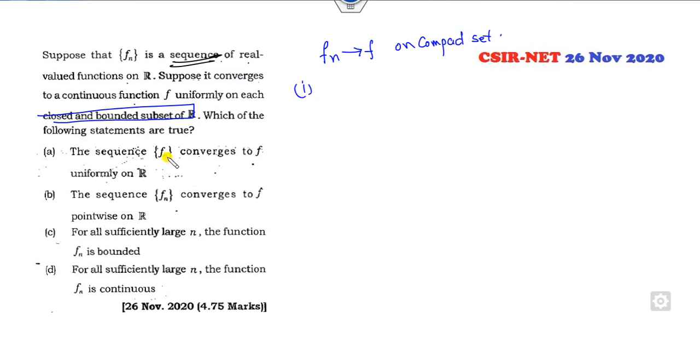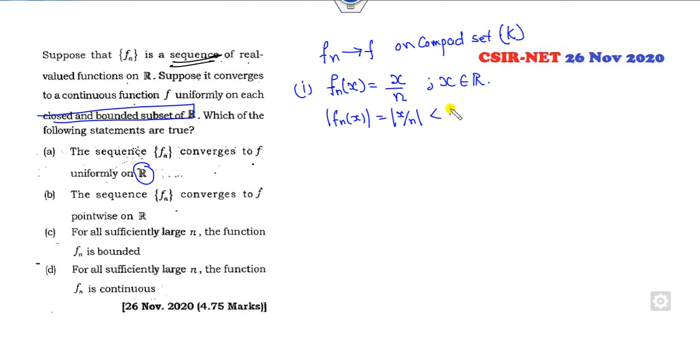Okay, look at the first. f_n converges to f uniformly on R. It is on the closed and compact set, since compact is given, but it is not. You can simply take any function which is here, closed and bounded. I can simply take this where x is in my R. Now clearly, is it closed and bounded? What is the absolute value of this? This is my f_n here. So if I take this, it is less than m over n whenever x is in my closed and bounded set. Fine. So it goes to 0.